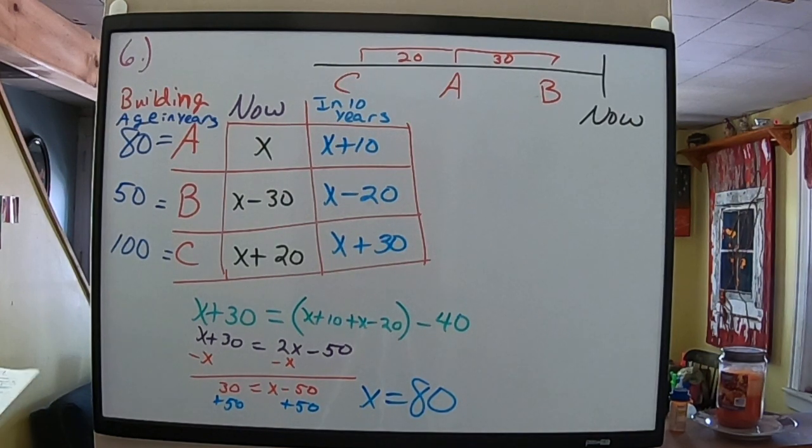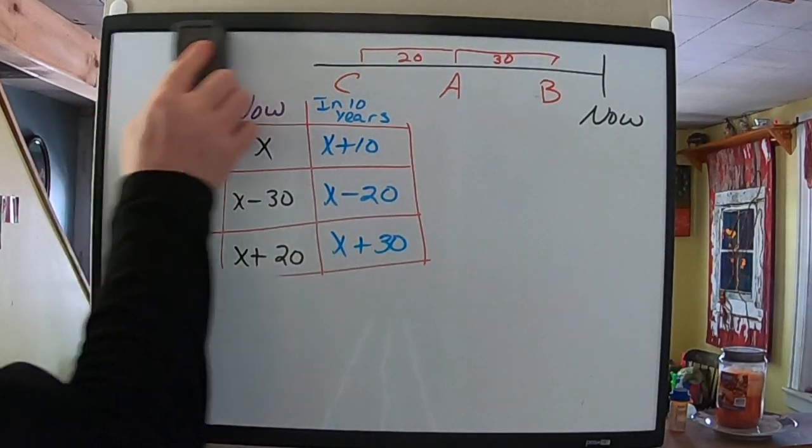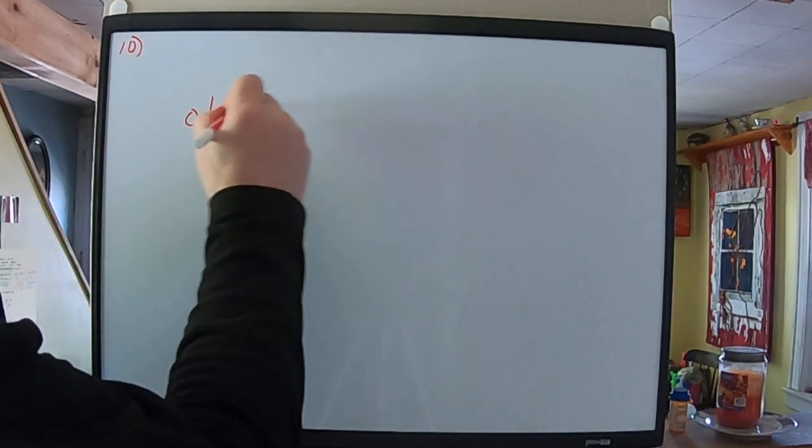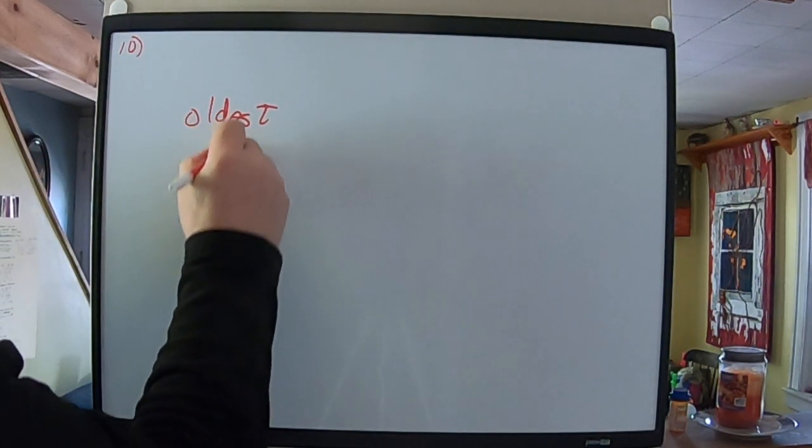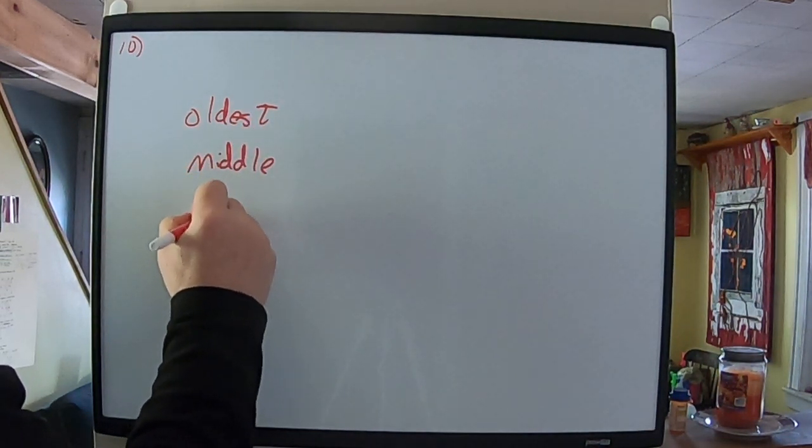Let's do our last example. I'm going to do the very last example on the page, number 10. This one actually involves inequalities and 3 different things. So we're talking about the ages of 3 companies. The oldest, this is number 10. Oldest, the middle company, and then the youngest.